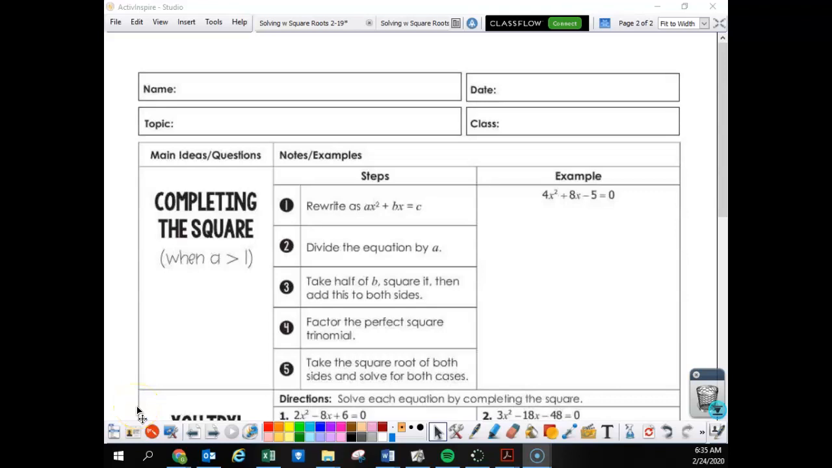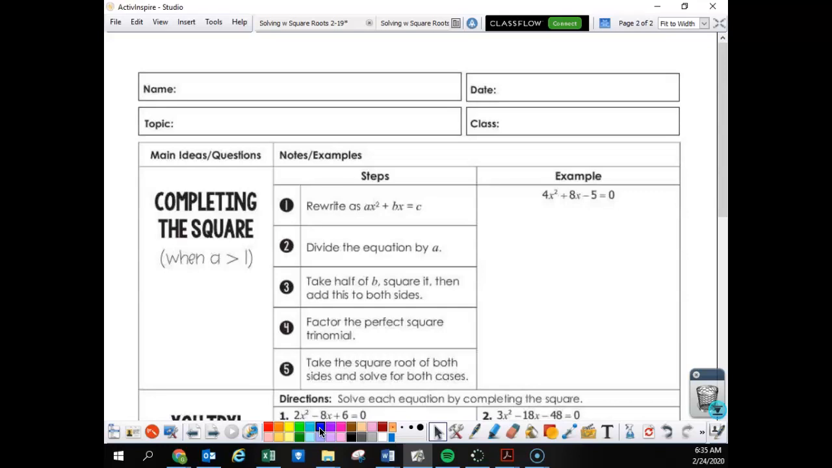So I'm going to go over the second type of problems when completing the square. And this is when we have a coefficient in front of x squared, so when our a is greater than 1. If you have not watched the video from Friday, or if you were not here Friday, you need to go on to Schoology and watch that video first. If you have not done this before, if you have not solved by completing the square, then you need to go watch that first before you watch this, okay?